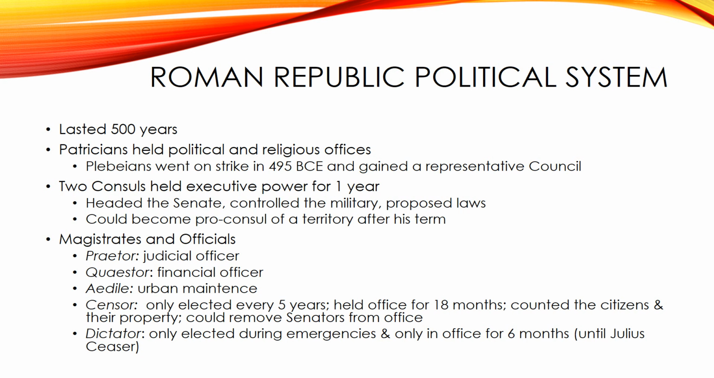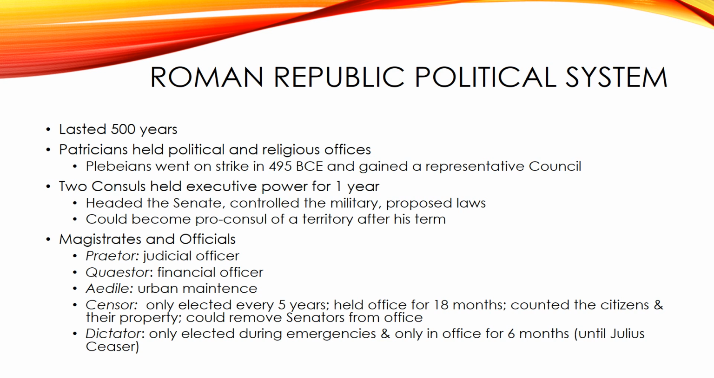One of the powers of the censor was removing senators from office if they were found to be immoral, or if they no longer held property, or other situations that would allow the censor to remove senators from office. This is a very important and very powerful office. Dictators were elected out of the Senate, and they were only elected during emergencies, and they were only allowed to hold office for 6 months.